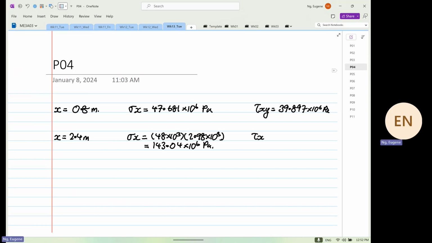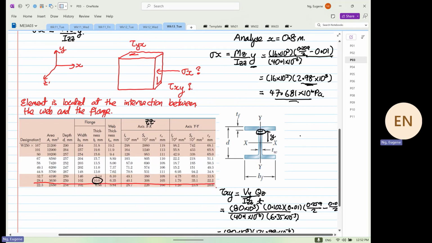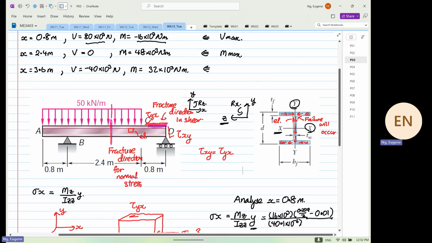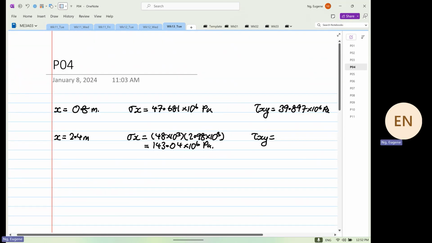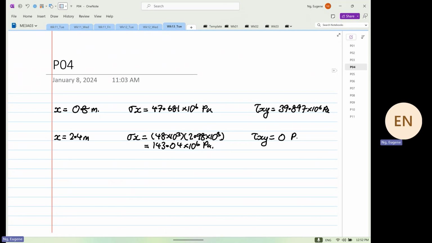And then the shear XY at this point is equal to what? At this point, the shear is equal to 0. Okay, so the shear is equal to 0 Pascal. And then when x is equal to 3.2, that's why calculating the coefficient really helps, yes or no?